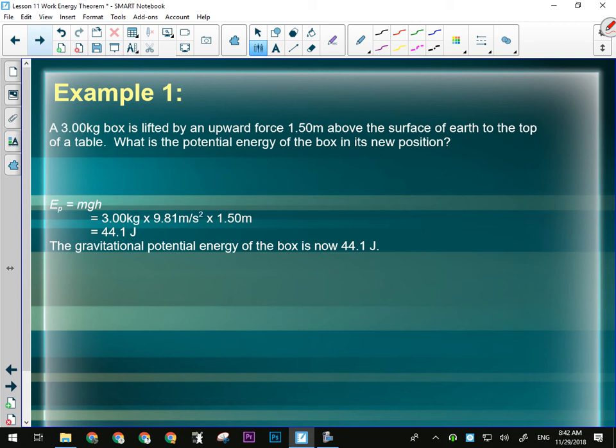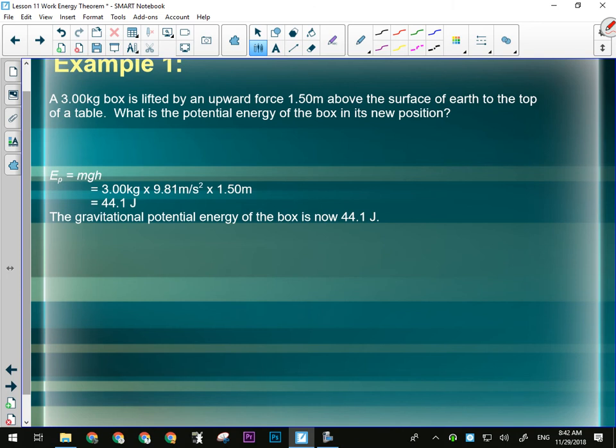So if we're looking at a simple gravitational potential energy problem, it might look something like this. A 3 kilogram box is lifted by an upward force 1.5 meters above the surface of the Earth to the top of a table. What is the potential energy of the box in its new position? So we're trying to find potential energy. We're told the mass is 3 kilograms. We know what g is because it says Earth specifically in this question. And it says that it's 1.5 meters above ground level. So all we have to do is plug in our numbers. 3 times 9.81 times 1.5, and we would find that this box now has 44.1 joules worth of energy.